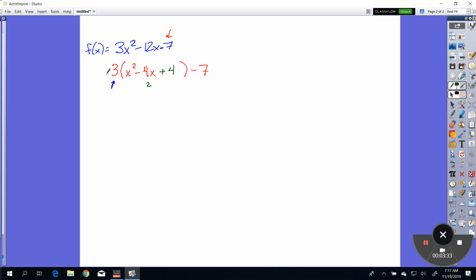But remember how I said this 3 is on the front? We're not really adding 4, we're adding 3 times 4. So I'm really adding 12. So to make it like I'm adding 0, I'm going to really minus 12 out here. So I've added 12 inside, I've minus 12 out here. So it's really like I'm adding 0, because you can add 0 to anything and it hasn't changed it.